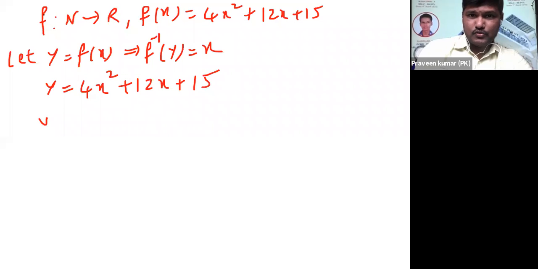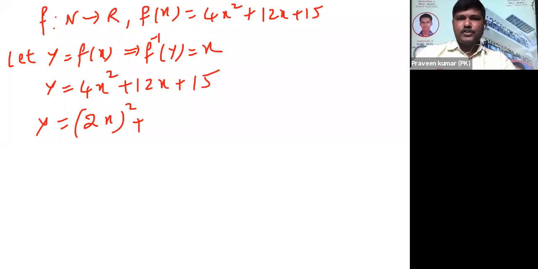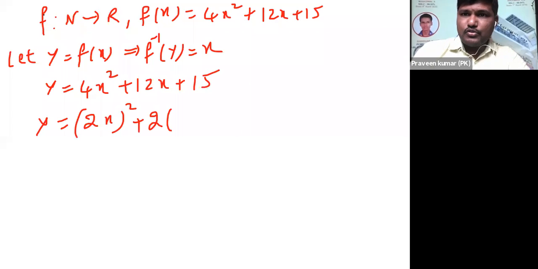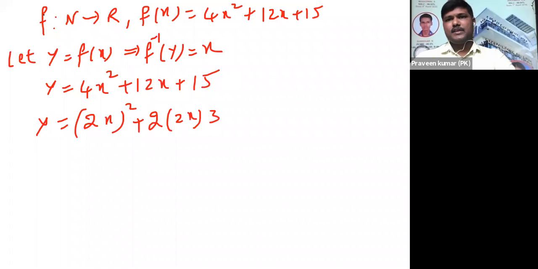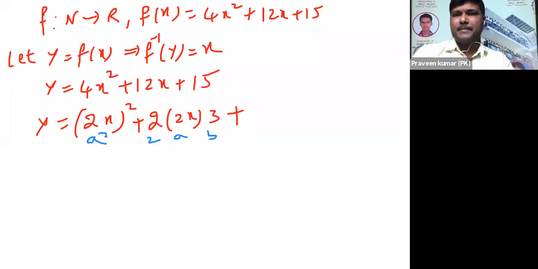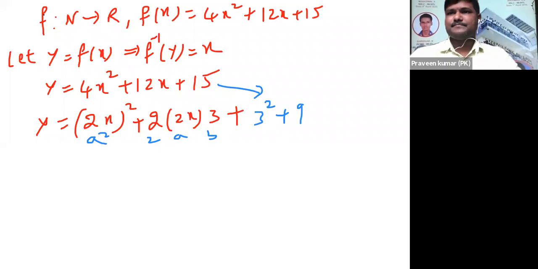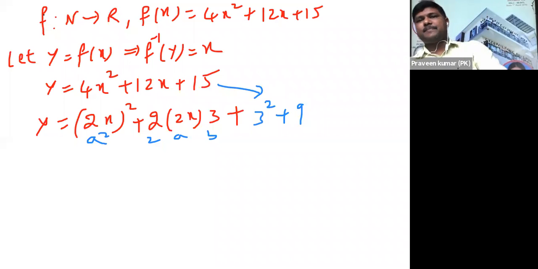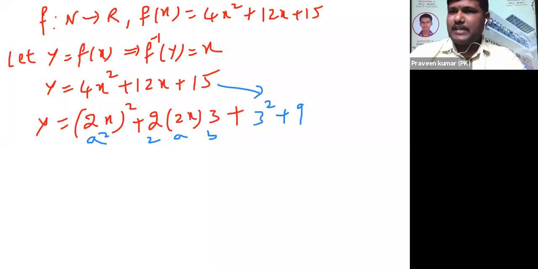Y is equal to, very important step, concentrate. 4x square I can write as 2x whole square, plus 12x I can write as 2 into 2x into 3. 2 2s are 4, 4 3s are 12. After writing this step, in my mind this is A, this is 2AB form, correct? A square plus 2AB plus B square. B means what? This 15 I can write as 3 square plus 9.